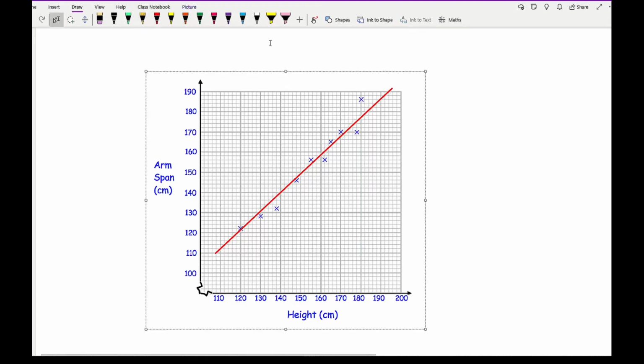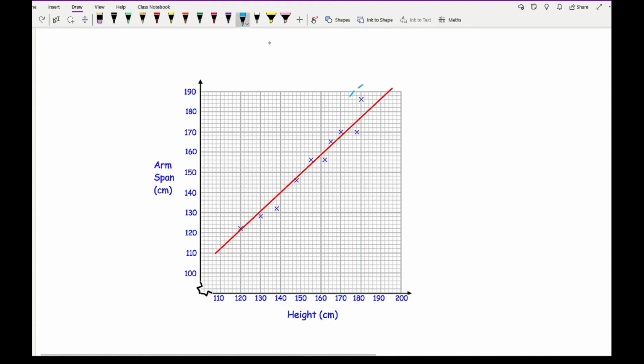What you'll find is that when marking GCSE papers or classwork, the examiners will have a boundary where they expect your line to be. As long as your line is within a given range, for example those blue lines there, then you're going to get full marks for it.